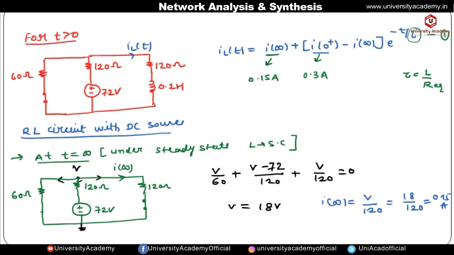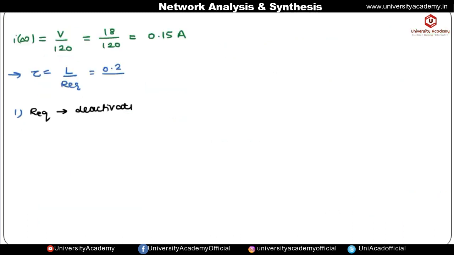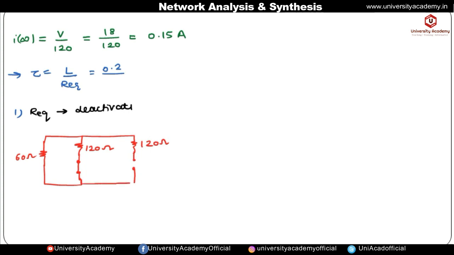If we deactivate this circuit, then this voltage source will become short circuit, and we have to find out R equivalent across this inductor terminal. So the circuit will become, here there is a 60 ohm resistance. This is 60 ohm and it is connected in parallel with 120 ohm. When we deactivate the circuit, the voltage source will be replaced by short circuit. And this is 120 ohm, and now we have to find out R equivalent across the inductor terminal. So it means you have to open the inductor. From here we have to find out R equivalent.